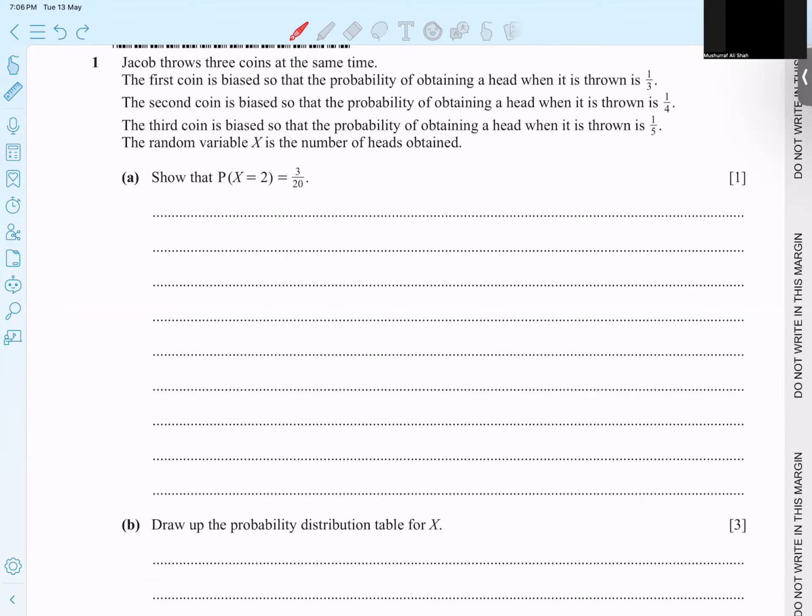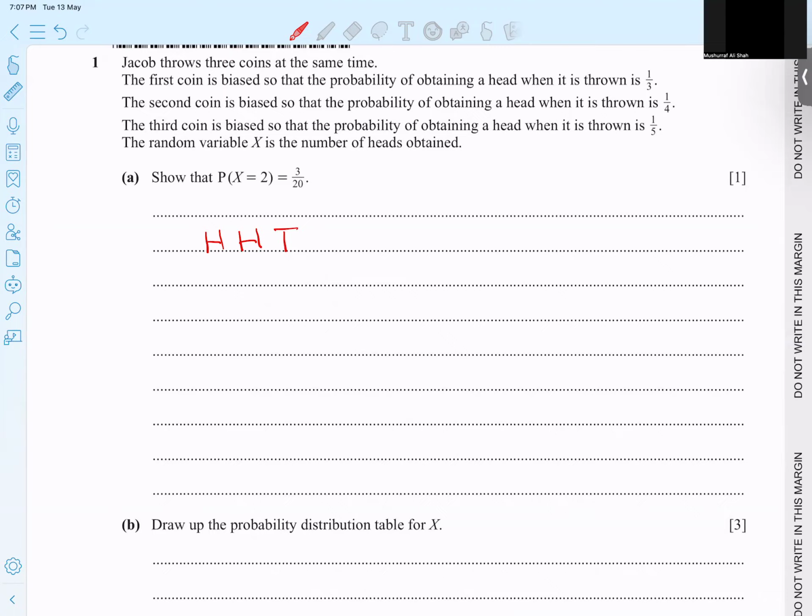So let's try to see how to get a score of 2. X represents the number of heads obtained, so we are talking about 2 heads. Let's talk about how I can get it. We must get 2 heads and a tail. So what are the possibilities? How can we do it in a way that makes our question easier?